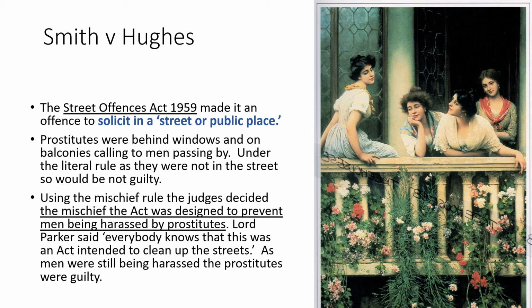The most famous example of this is Smith v Hughes. Now, the Street Offences Act of 1959 made it an offence to solicit in a street or public place. Now, in this case, some prostitutes were behind windows and on balconies calling to the men who were passing by. Now, under the literal rule, they wouldn't have been guilty because they were not in the street. Now, using the mischief rule, the judges decided that the mischief the Act was designed to prevent was men being harassed by prostitutes, and so therefore gave effect to that and made the defendant guilty.